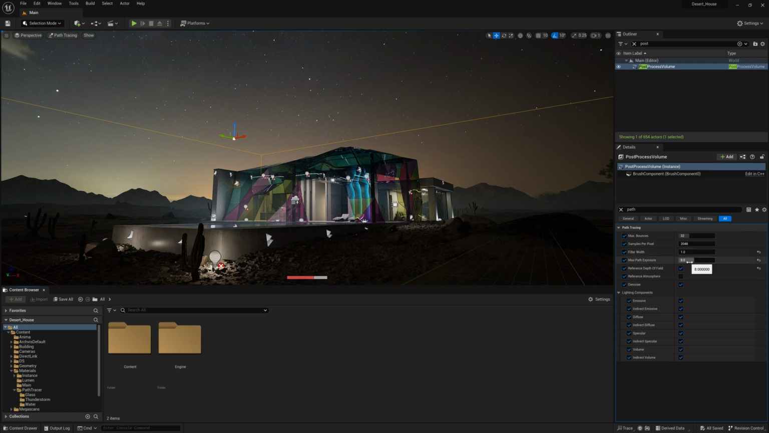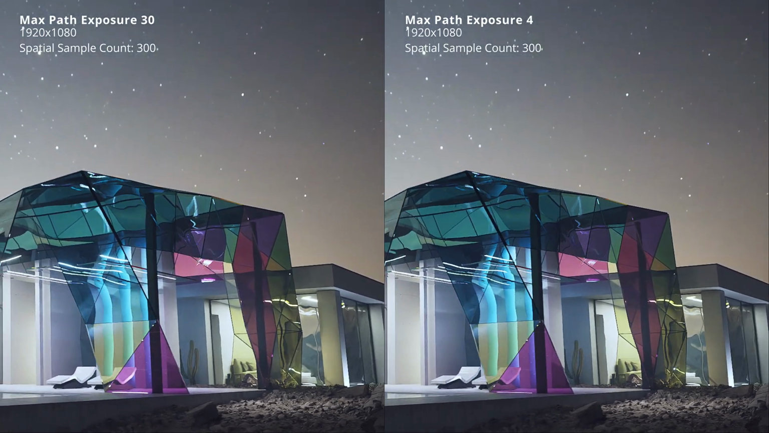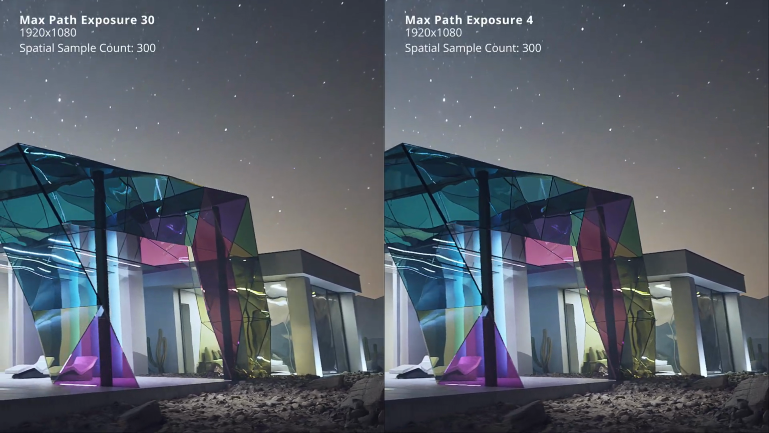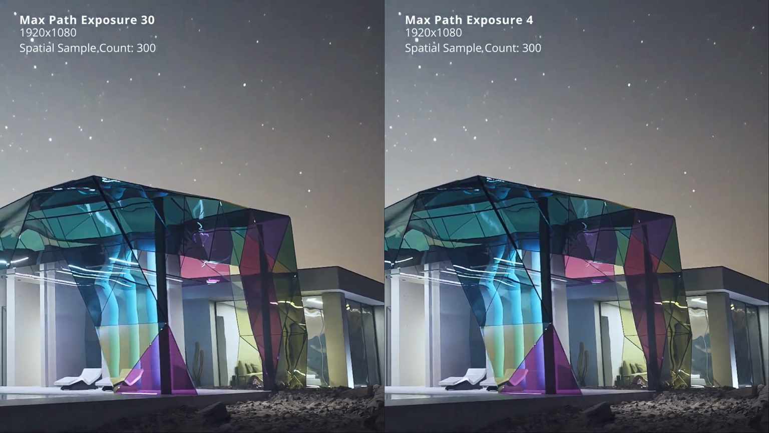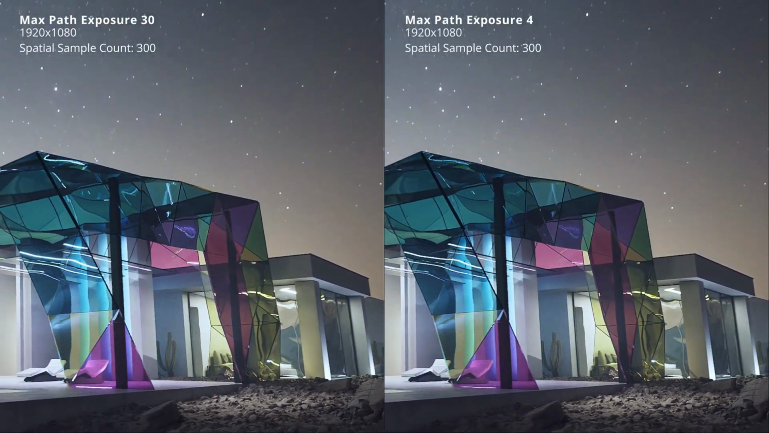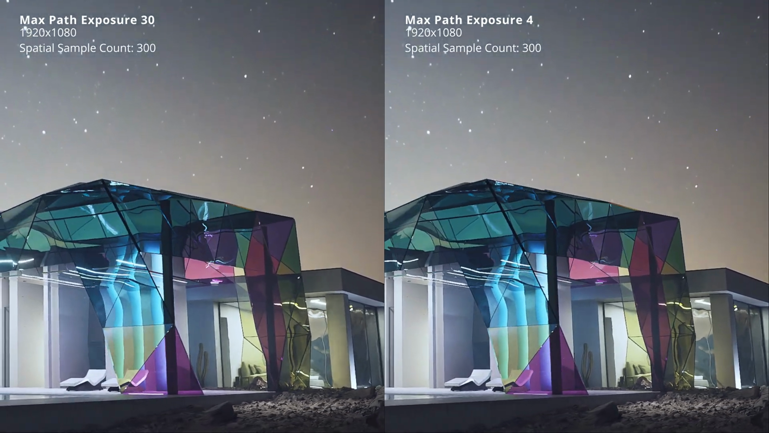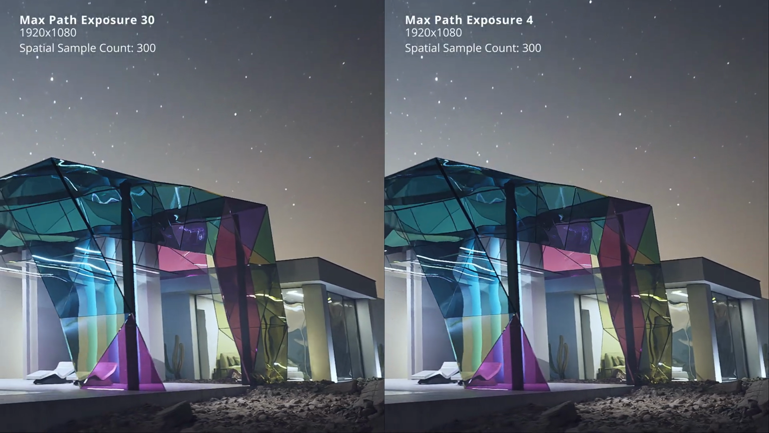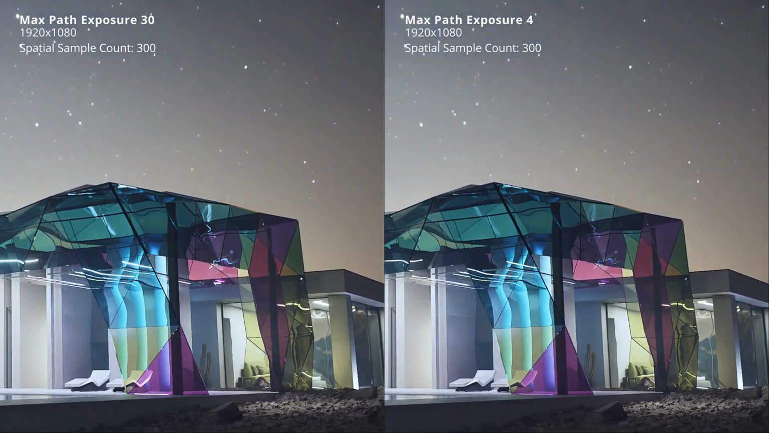This is an important parameter that affects the artifacts that are visible in the animation. For example, let's compare two draft animation fragments. On the left, max path exposure is 30 by default. On the right, the value is 4. Strong artifacts are visible on the left. On the right, the animation looks much better and cleaner. As you can see, a lower value gives a better result. I recommend choosing a value individually for each project.